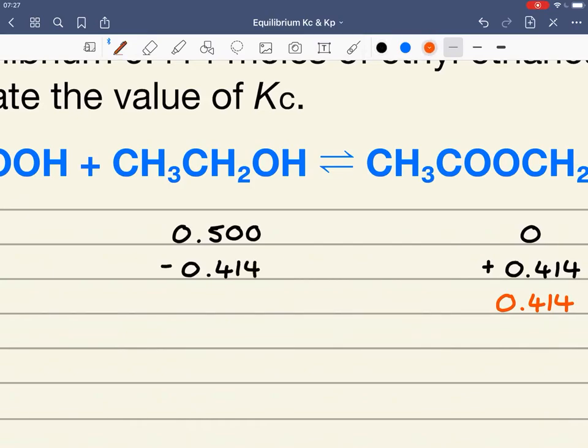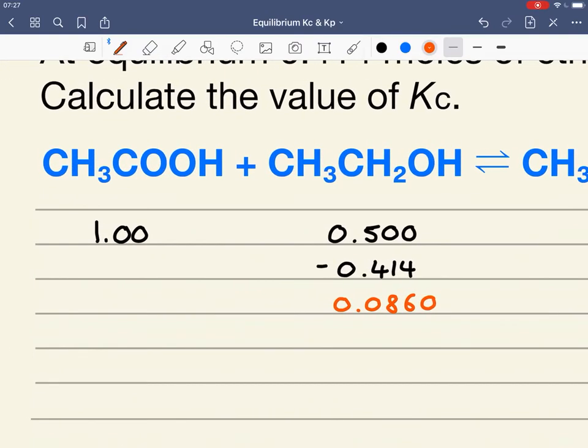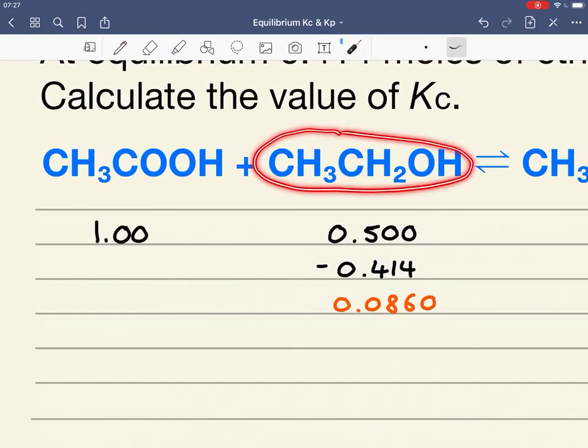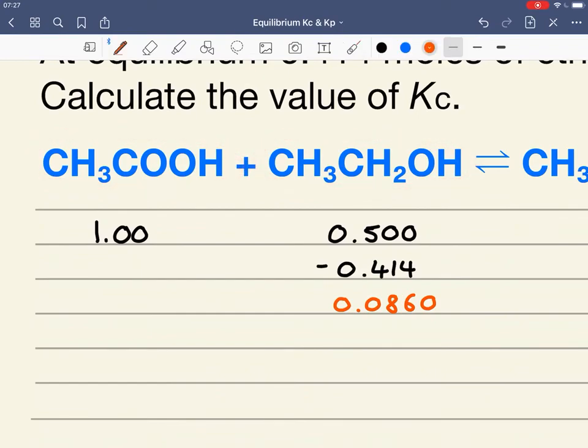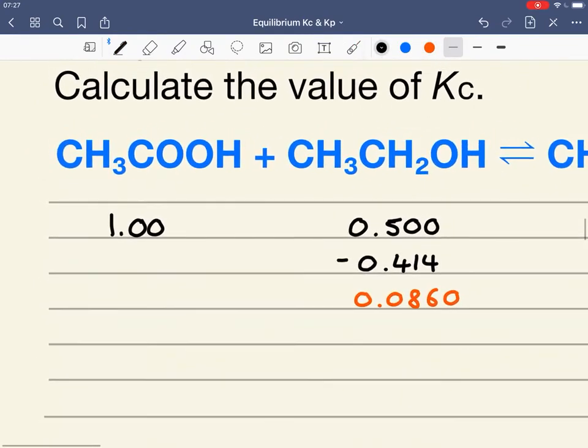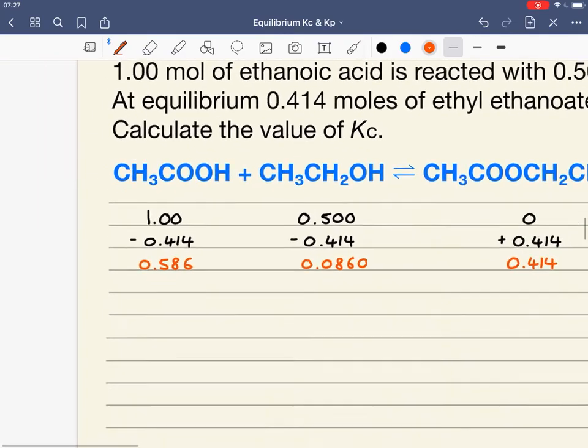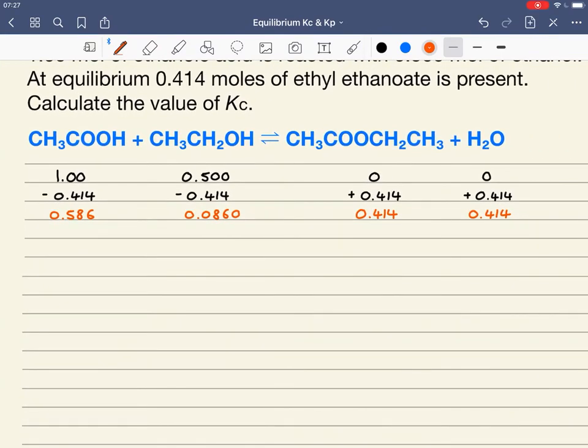That gives me 0.086 moles at equilibrium. The equation tells me for every mole of ethanol which reacts, we also react a mole of ethanoic acid. So this will also go down by 0.414. That gives me 0.586 moles at equilibrium. So I've now got my moles at equilibrium.